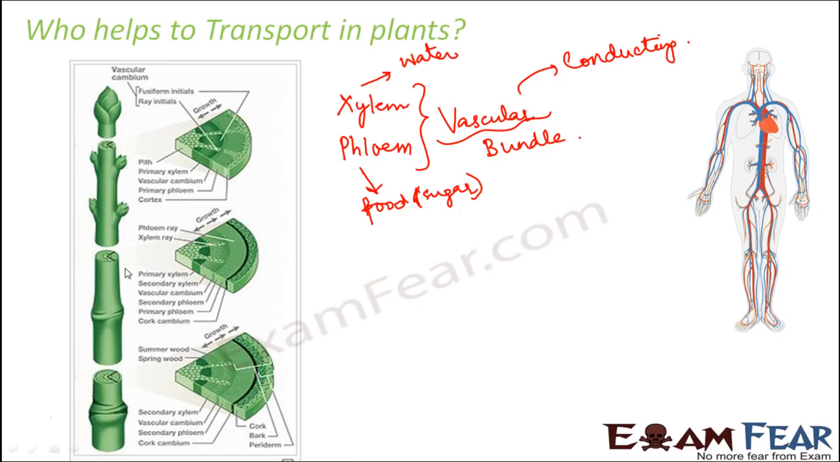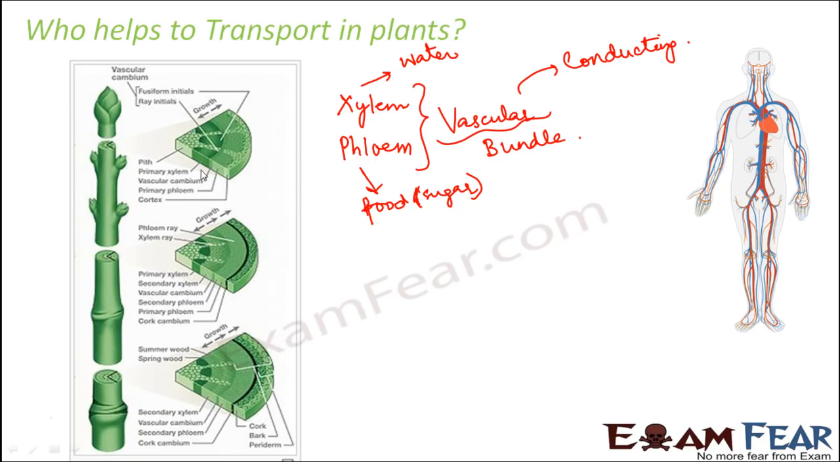So if you cut a cross section of any part of a plant, whether it is a stem or it is a root, you can actually see ring-like structures, layers like this. So what are these layers? If you see here, this is your secondary xylem, this is your vascular cambium, this is your secondary phloem, this is your cork cambium. So basically the inner portion is xylem and the outer portion is phloem.